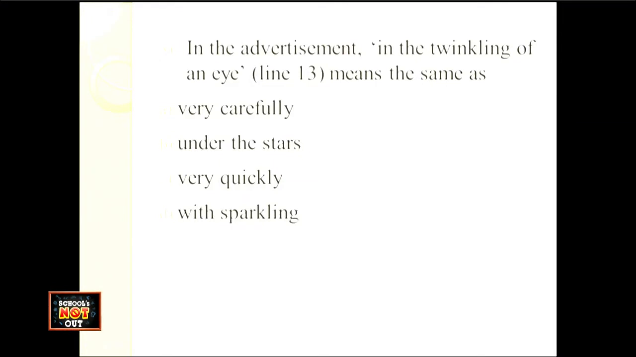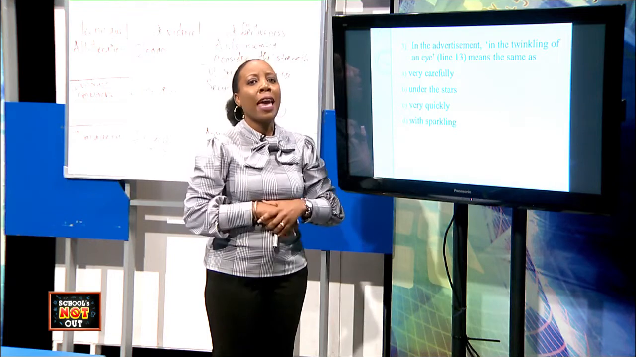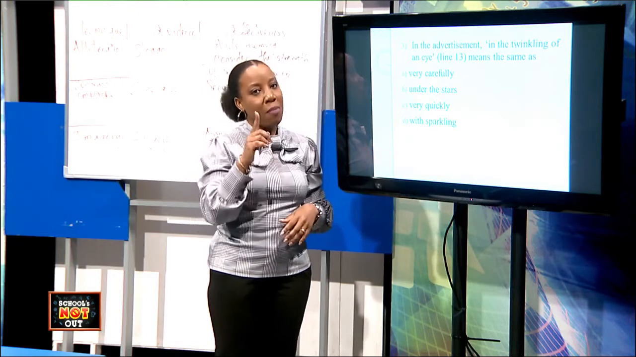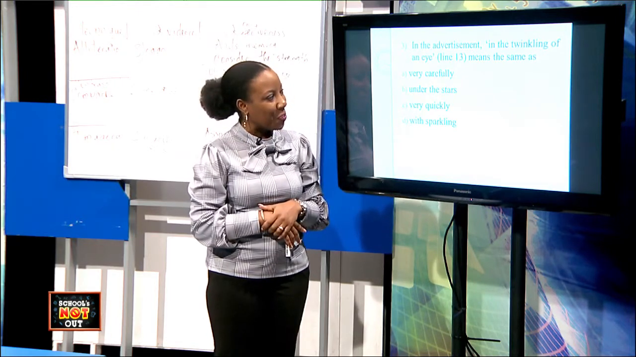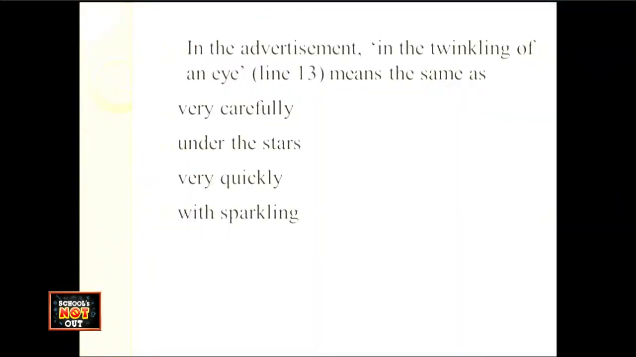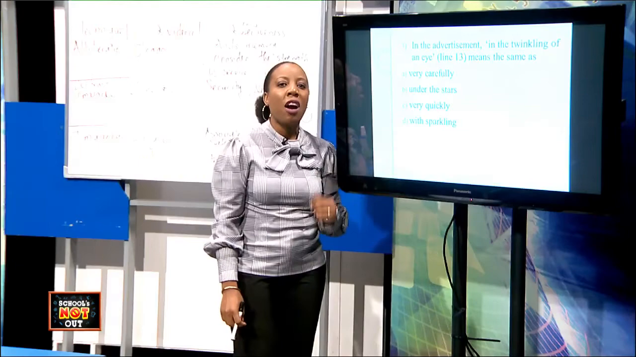Number 3. In the advertisement, in the twinkling of an eye means the same as A, very carefully, B, under the stars, C, very quickly, or D, with sparkling. Now for those of you who go to church and you hear the elders sing songs that contain in the twinkling of an eye, you might know what the answer is. So what is it? Meaning very quickly. C is indeed the answer. It's not very carefully, in the twinkling of an eye.